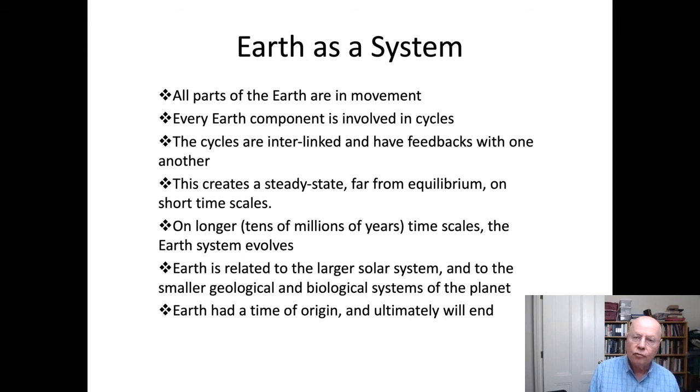Earth had a time that it formed, 4.5 billion years ago. It's gone through a process of planetary evolution where it changes on the scales of tens of millions to hundreds of millions of years, and ultimately it will end.